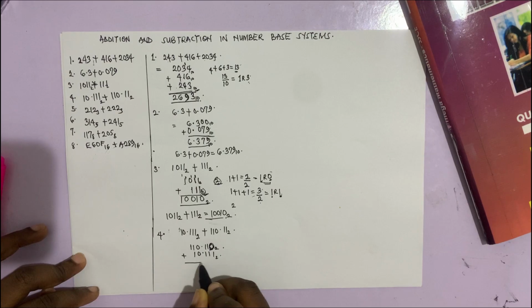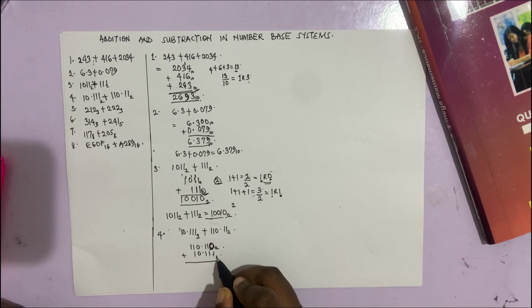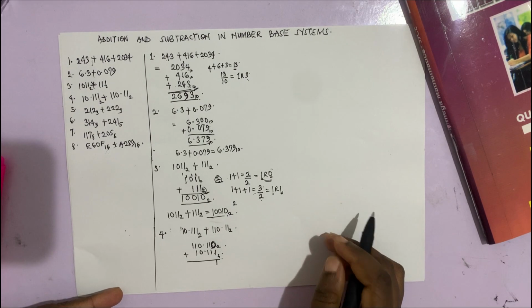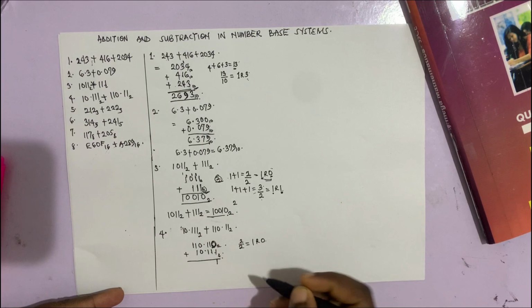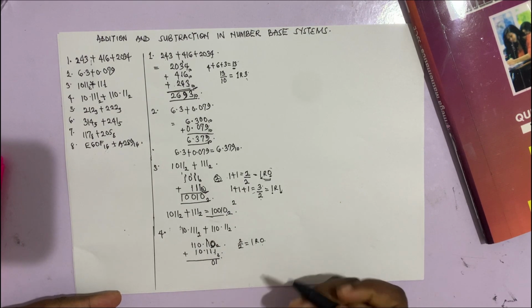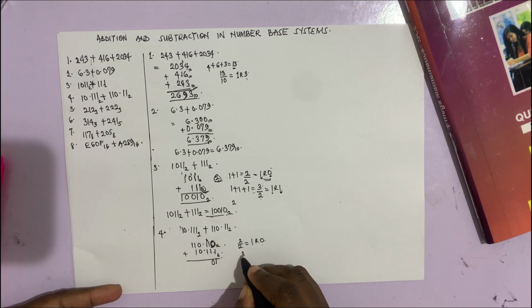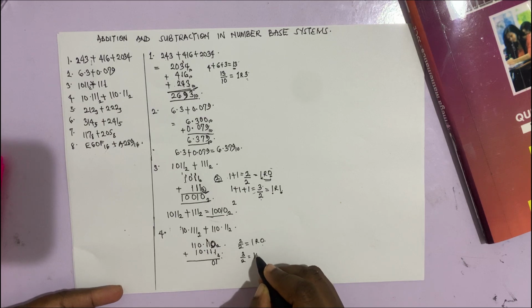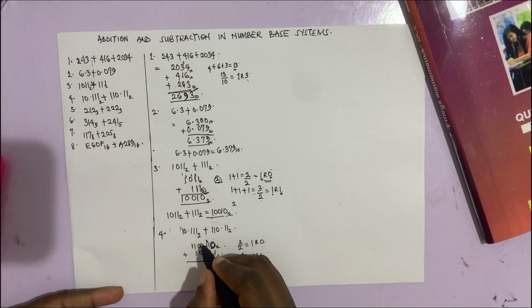So we want to sum this. So 0 plus 1 is 1. Since 1 is less than the base 2 we are working with, we write it as it is. 1 plus 1 is 2. 2 is equal to the base, so we divide by the base 2. So we have 1 remainder 0. So we write 0 and carry 1 to the next. 1 plus 1 plus 1, that's 3. So 3 divided by 2 will give us 1 remainder 1. So this remainder 1, we write it here and we carry 1 to the next place.